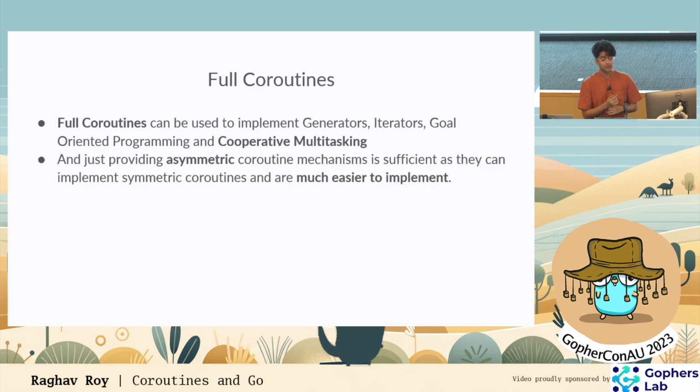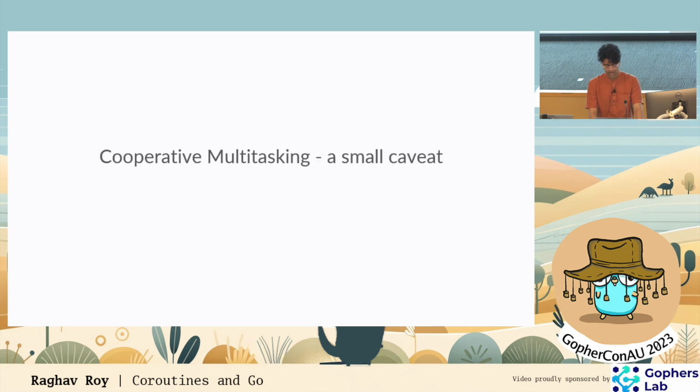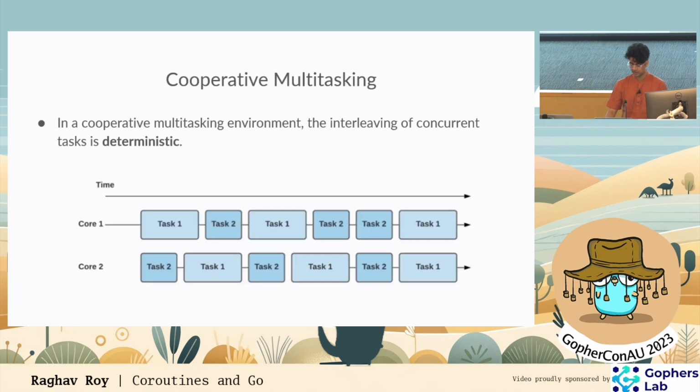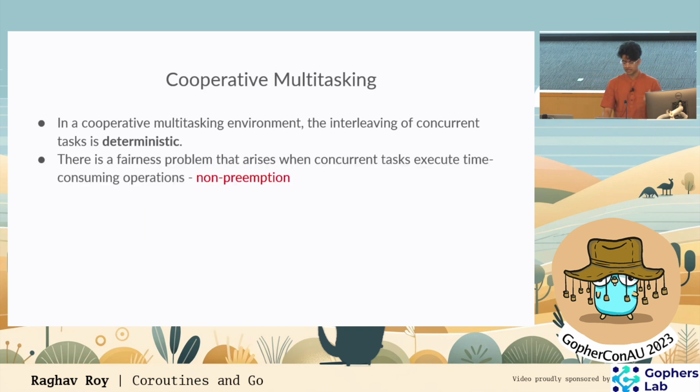And another thing we saw is that asymmetric coroutines are sufficient, because they can be used to implement symmetric coroutines, which are much easier to implement and maintain. So this is an interesting example because we see why using coroutines everywhere may not be such a great idea, a small caveat. In cooperative multitasking, like I mentioned, the interleaving of the concurrent tasks needs to be deterministic.